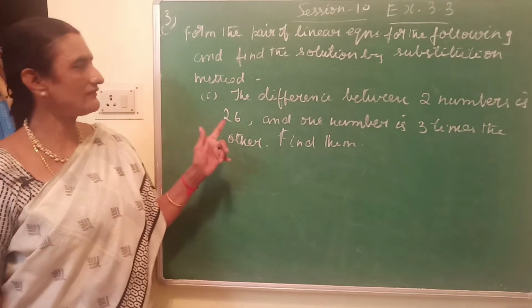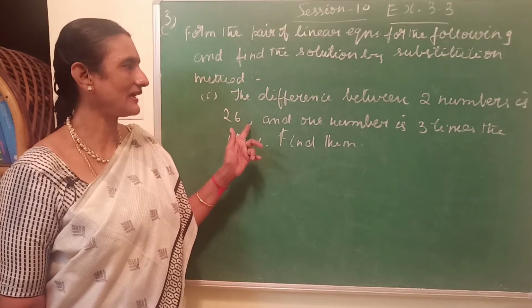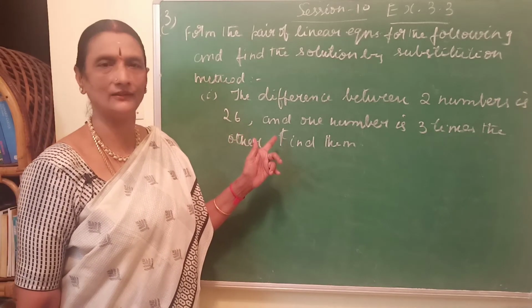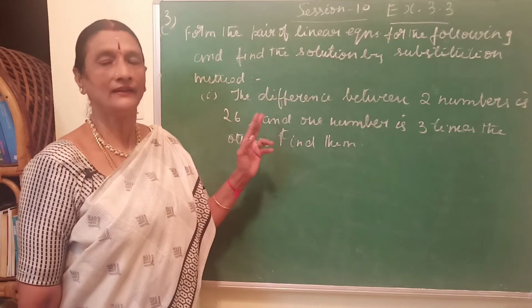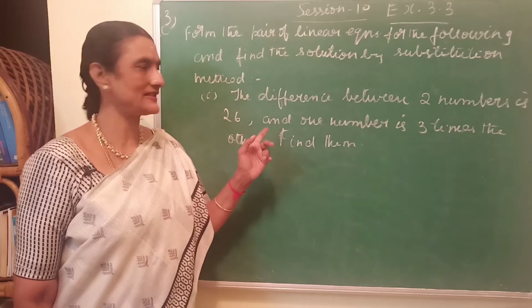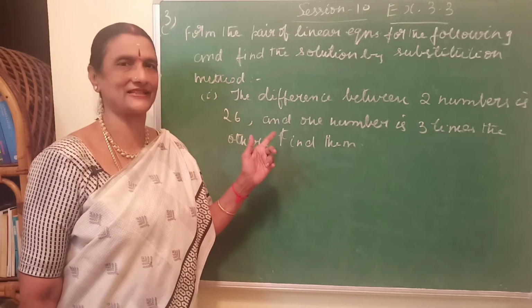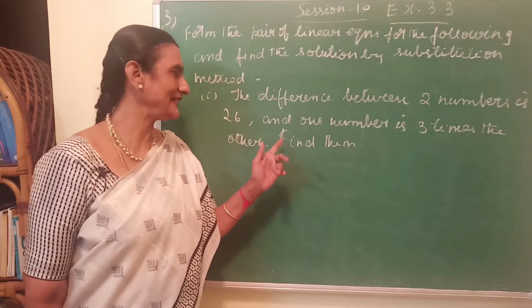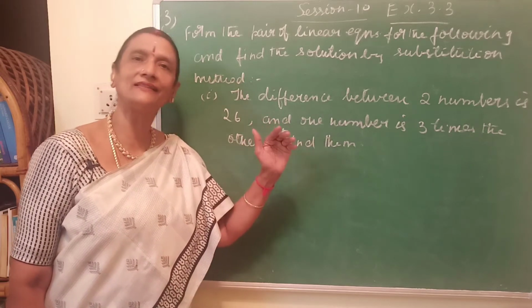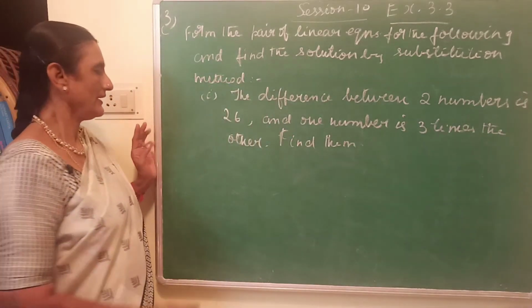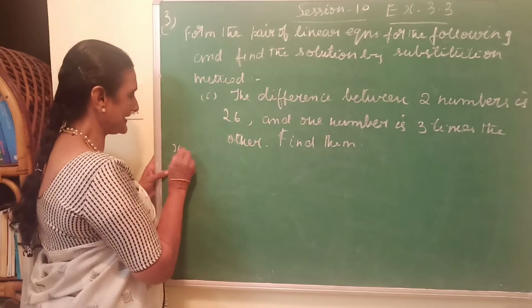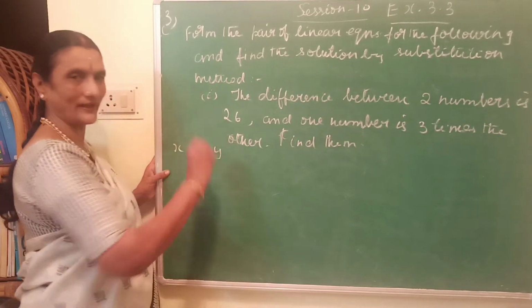The difference between two numbers is 26 and one number is 3 times the other. Find them. Okay. The difference between two numbers is given to be what? 26. And one number is 3 times the other. So how to get the equations first? Let us take one number as x and the second number as y.